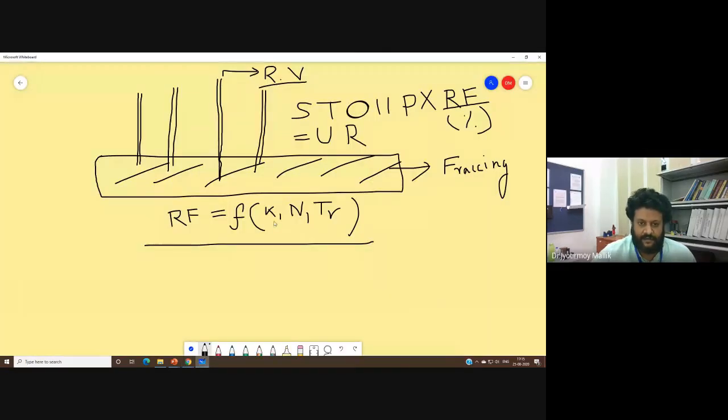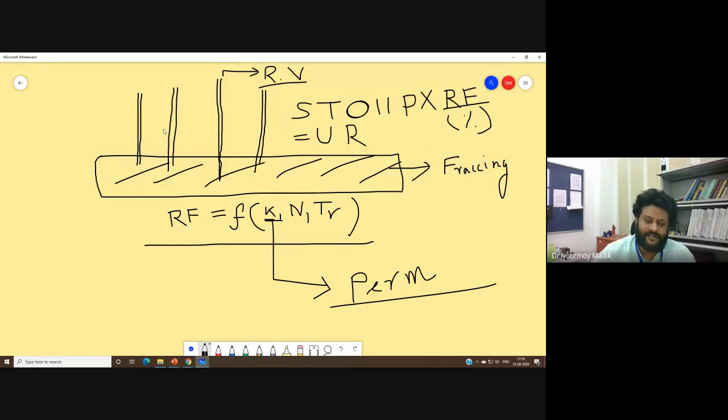K is permeability, right? Or we call it simply permeability. So if my reservoir has a very good permeability, then of course I will be able to drain more hydrocarbon out of it. If the permeability is less, then I will not be able to drain as much hydrocarbon as I intend to, right? So the recovery factor will decrease.